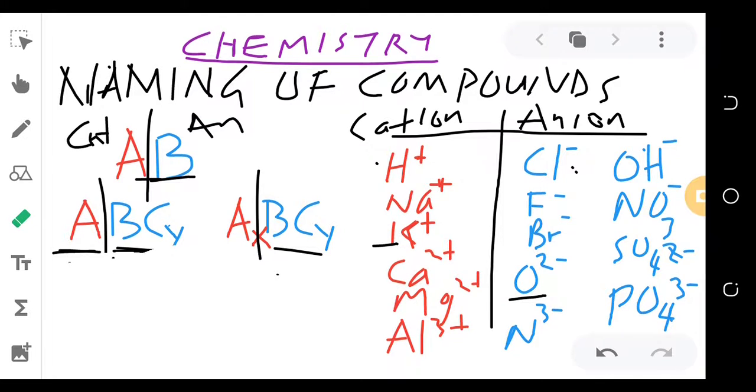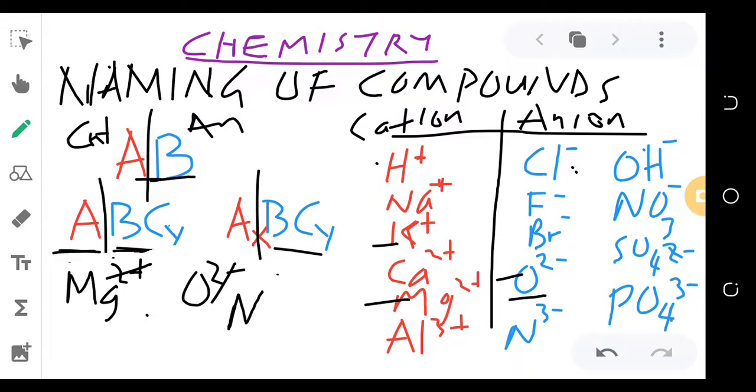Let's look at another example. Let's pick magnesium and oxygen again. So we have Mg2+ and O2-. Now the charges are equal and opposite, +2 and -2, so they will cancel out. So you simply have MgO, magnesium oxide.